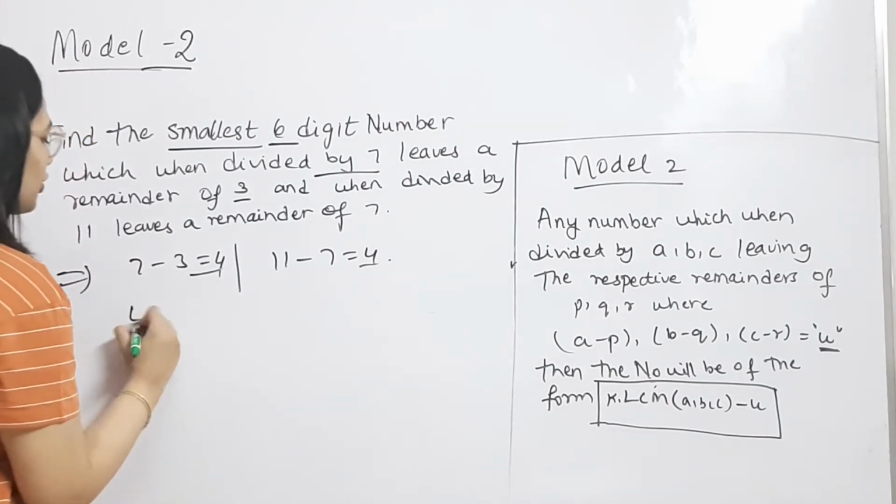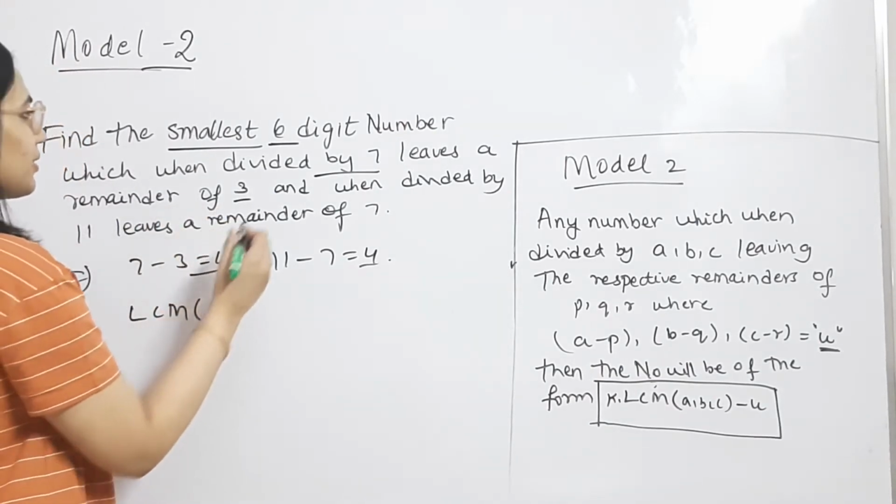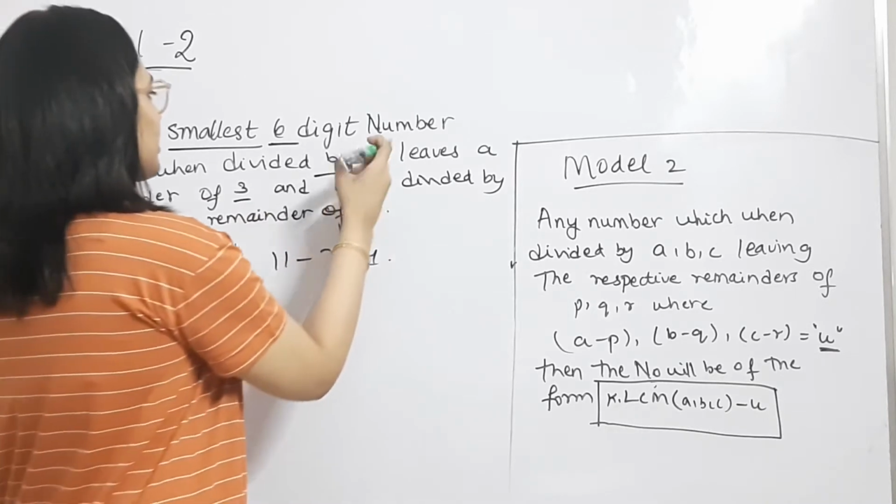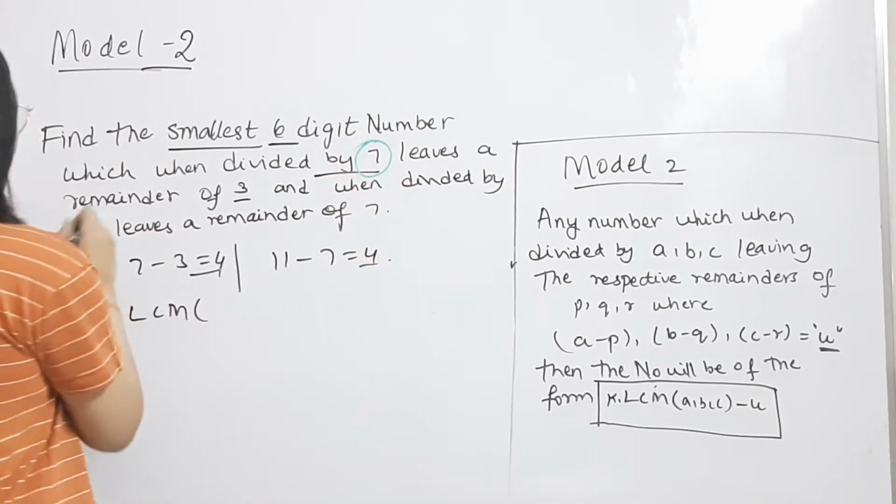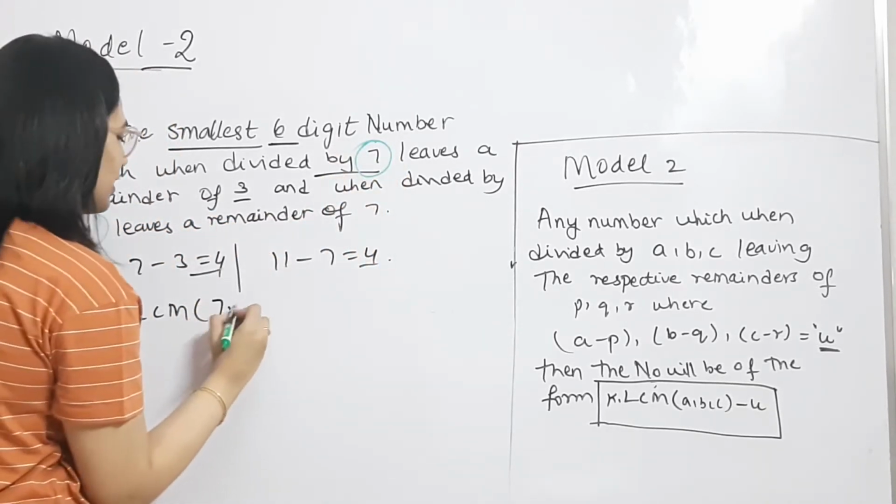So now what you need to do? Take the LCM of the numbers here, divided by 7 and divided by 11. Take the LCM of 7 and 11. It's very straightforward.